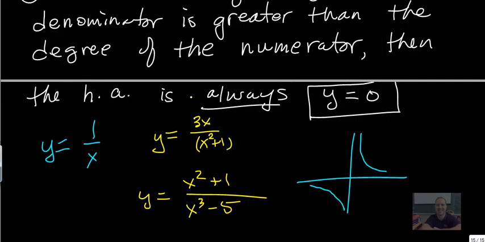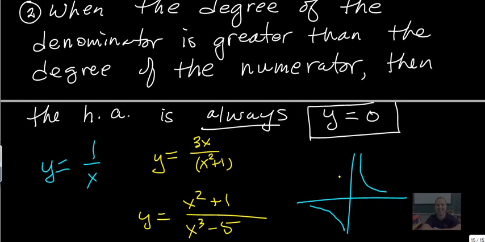So as we mentioned here in rule number 2, y equals 0 when the degree in the denominator is greater. Okay, this half of the room, you guys did this one. Did you come up with y equals 0 for a horizontal asymptote? Did it look like that? Okay. All right. So when the degree of the denominator is greater, the horizontal asymptote is always y equals 0.